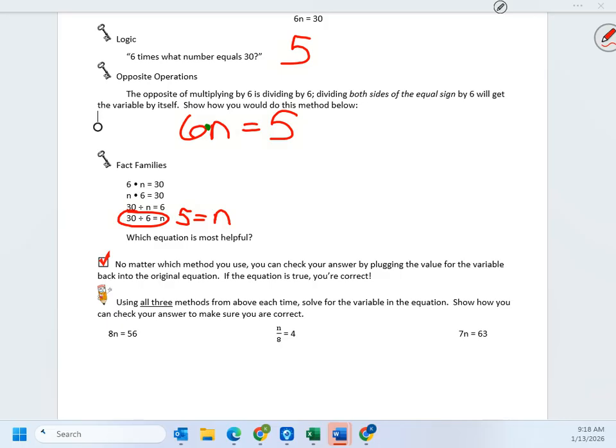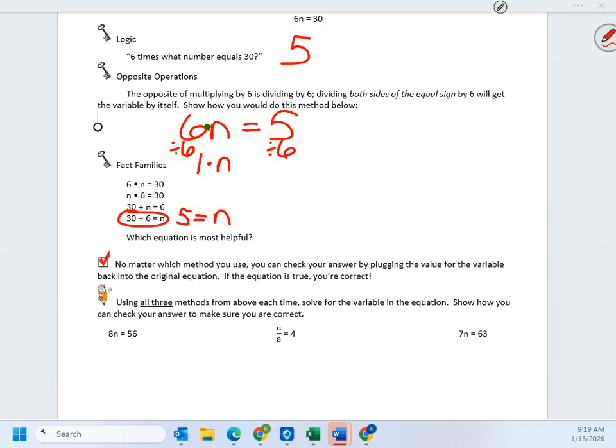Now the whole thing we want to do is get n by itself. So if I did 6 instead of times, I do divide. What is 6 divided by 6? Jeff? 1. So I would have 1 times n.